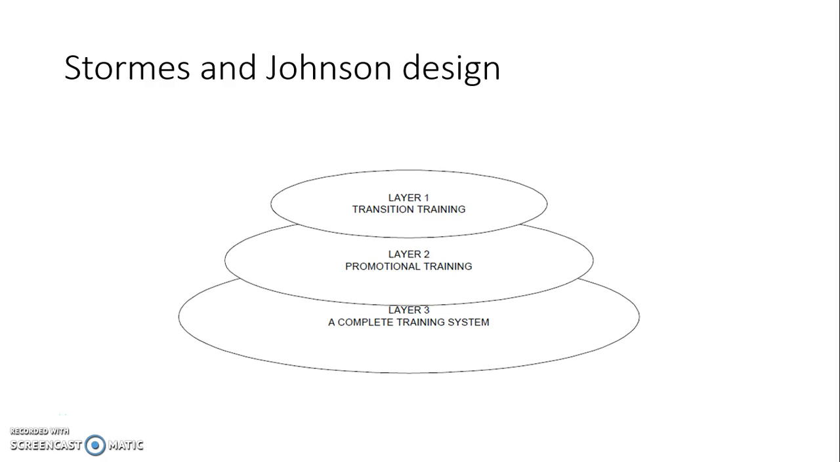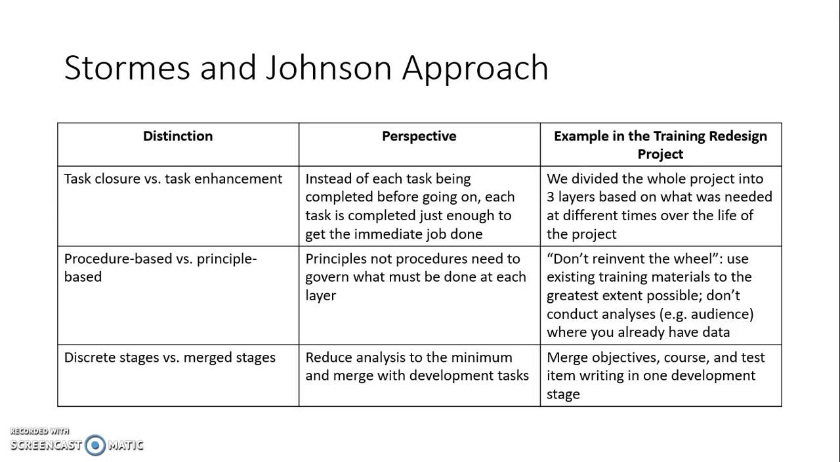Here's a picture of their model. They started with the transition training, which was initially needed immediately, and then they were able to move on to more complex models for promotional training, and then even more complex models for a complete training system. I won't go through all of this, it's from Storms and Johnson's work, but it is available if you want to see how they used this layers of necessity.